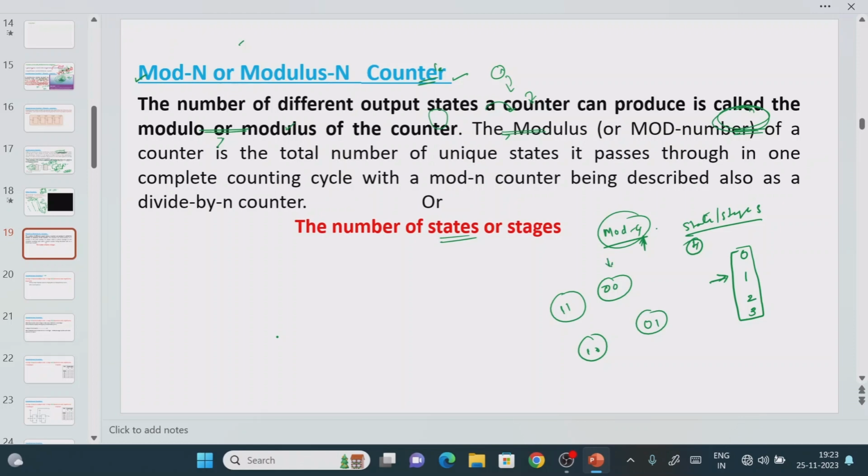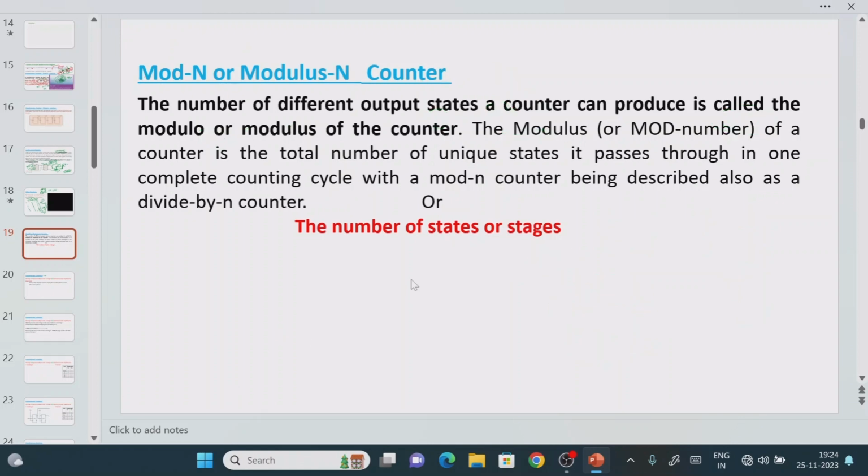Now see, what is the first count value? 0 0, right? The moment we apply the clock pulse, it will go from 0 0 to 0 1. After applying the second clock pulse, it will go from 0 1 to 1 0. After applying one more clock pulse, it will go from 1 0 to 1 1. After applying the final clock pulse, it will return back to the initial position, which is 0 0. This is what we call the state diagram, right?